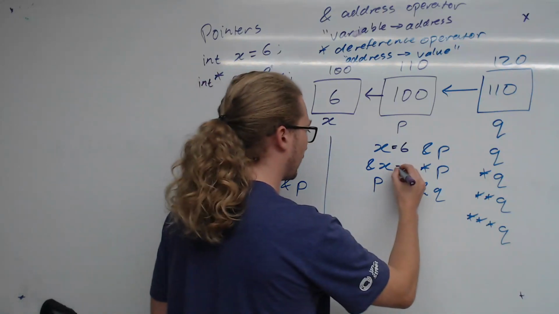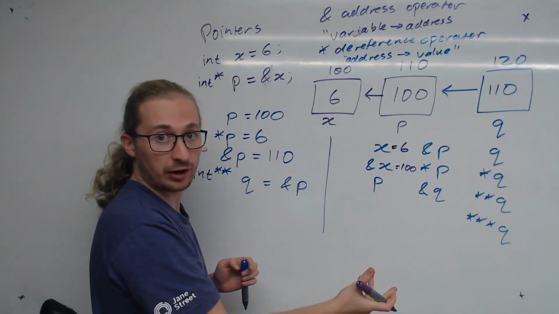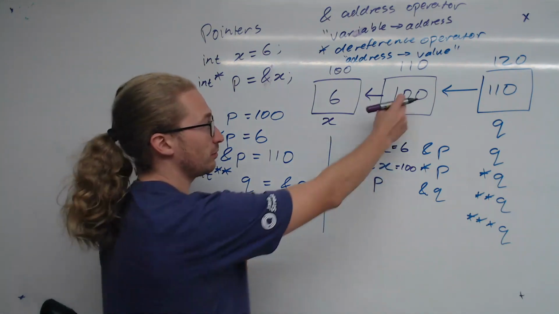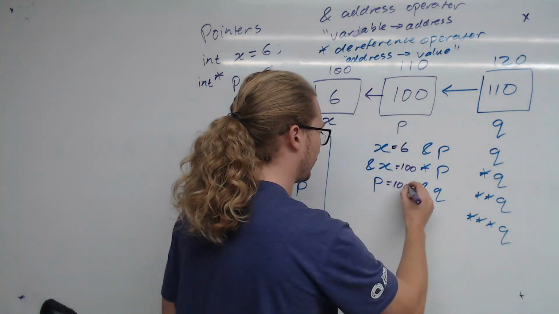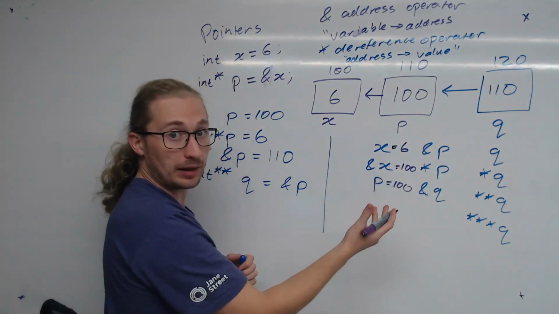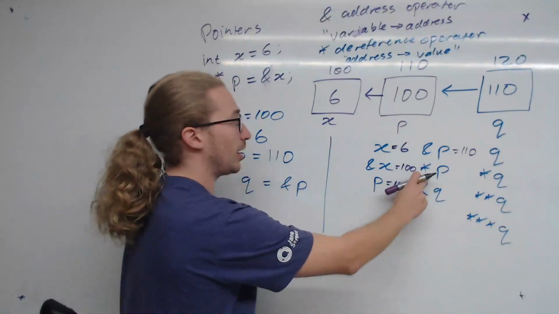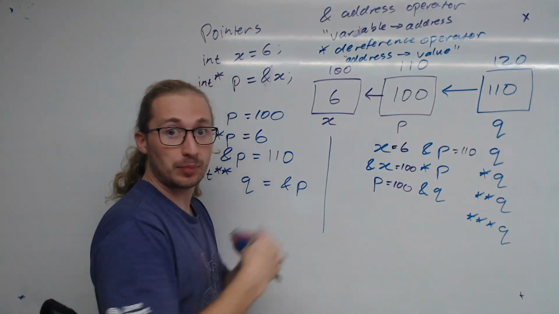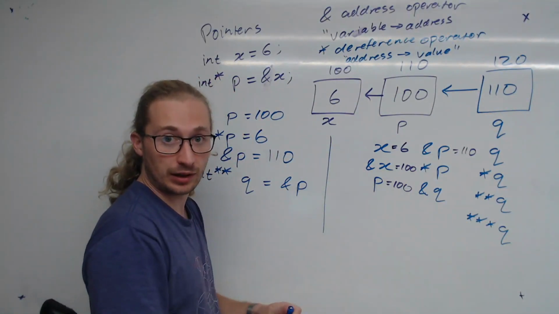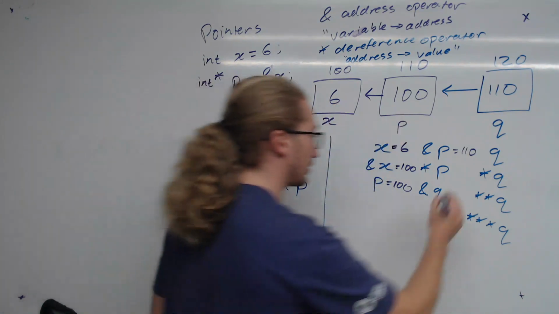So this is going to be 100. p is just the value that lives in the variable p, p being an int pointer, which is 100. Ampersand p is where p lives, address 110. Star p is where p points, so the thing that lives at the memory address described by p, which is 6.